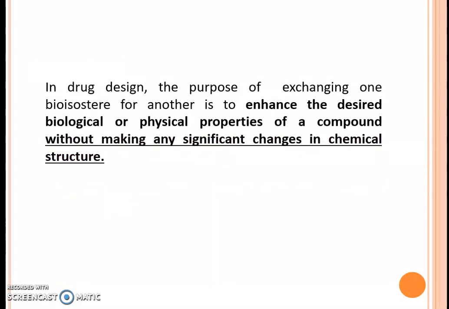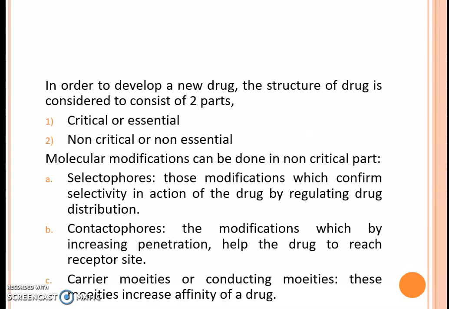In drug design, the purpose of exchanging one bioisoster for another is to enhance the desired biological or physical properties of a compound without making any significant changes in chemical structure. In order to develop a new drug, the structure of the drug is considered to consist of two parts, critical or essential and non-critical or non-essential. So these molecular modifications can be done in the non-critical part.